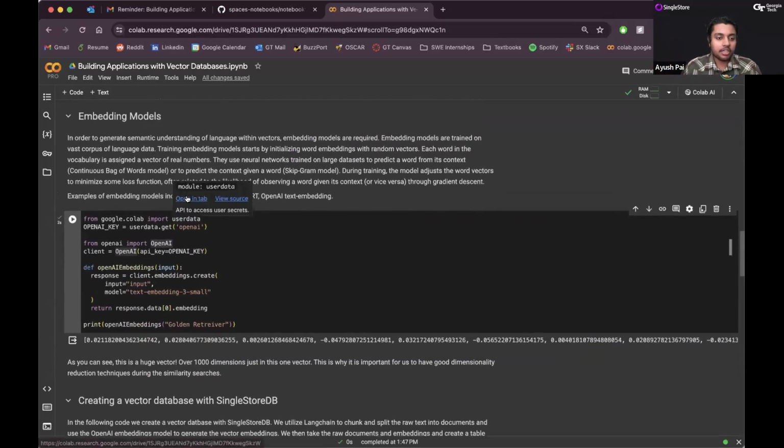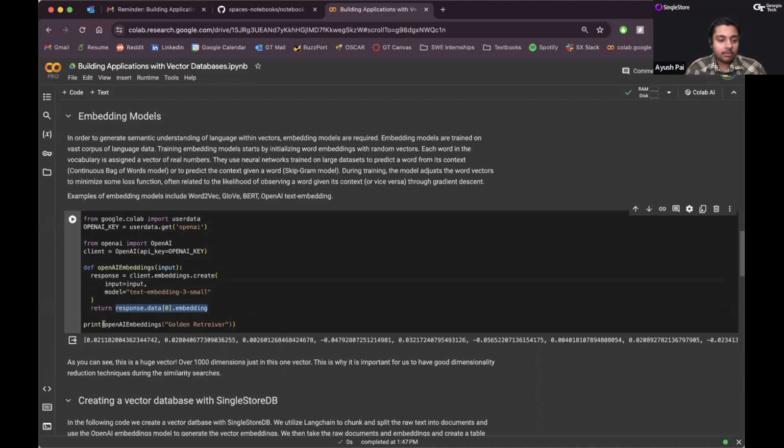So in this example here, I'm using the OpenAI embeddings. Essentially, I'm getting my OpenAI key, and I made this method called OpenAI embeddings, essentially just sending a request to the OpenAI API. We have the input, which I believe should just be input. There we go. And then we have the response.